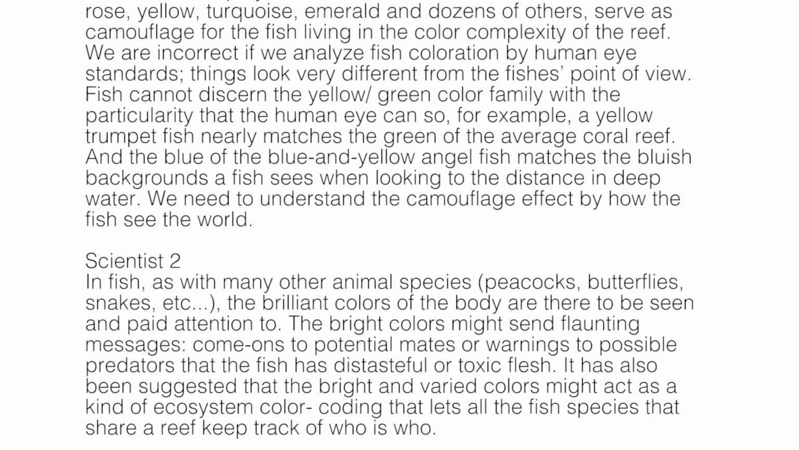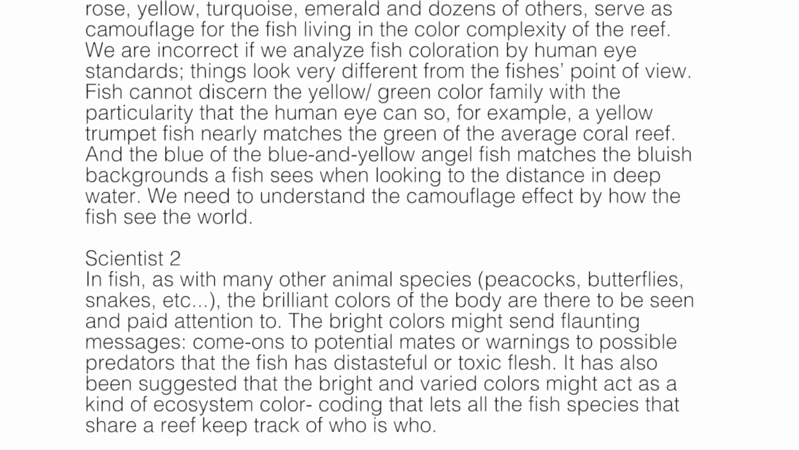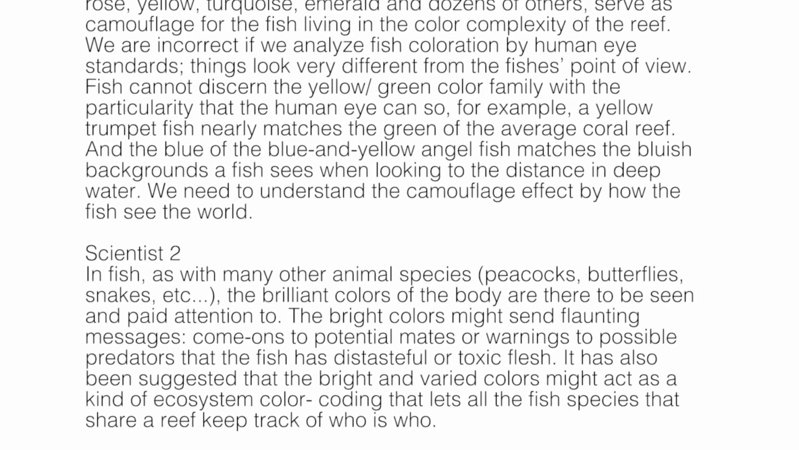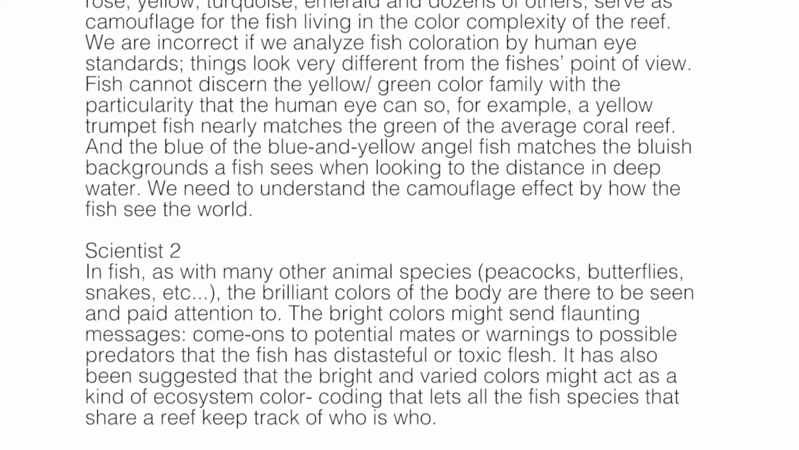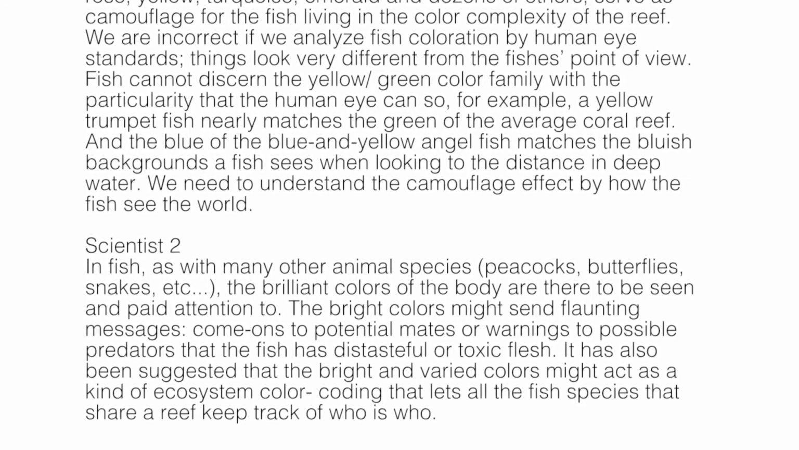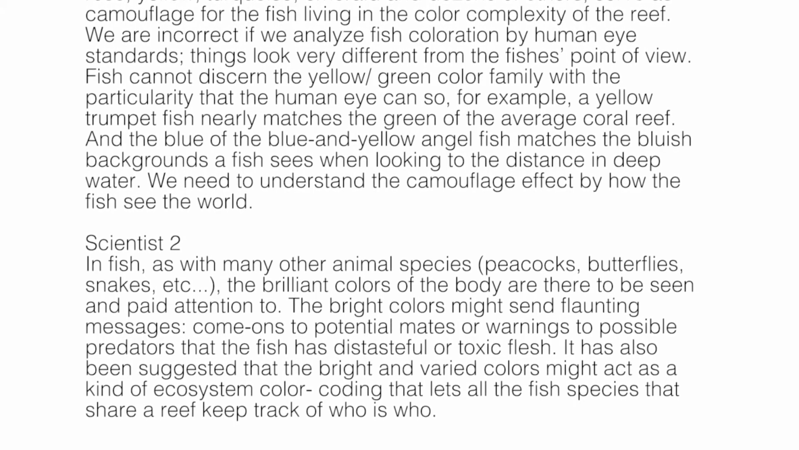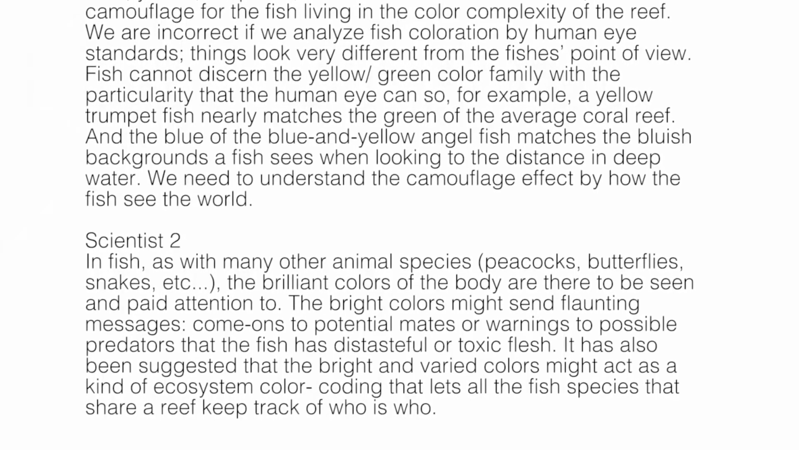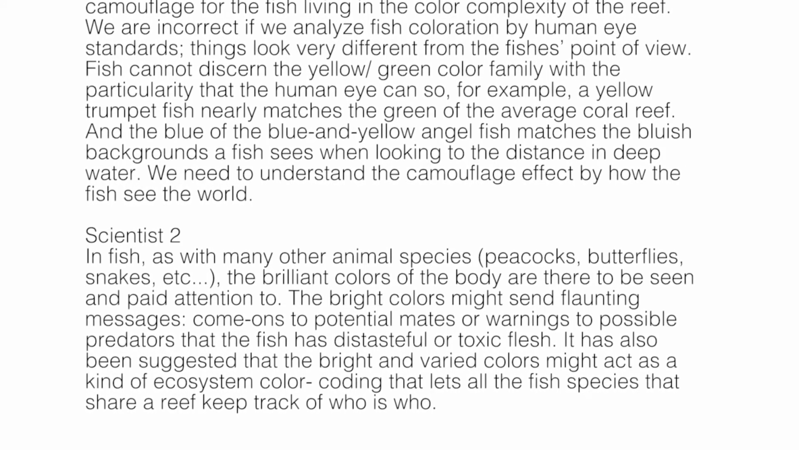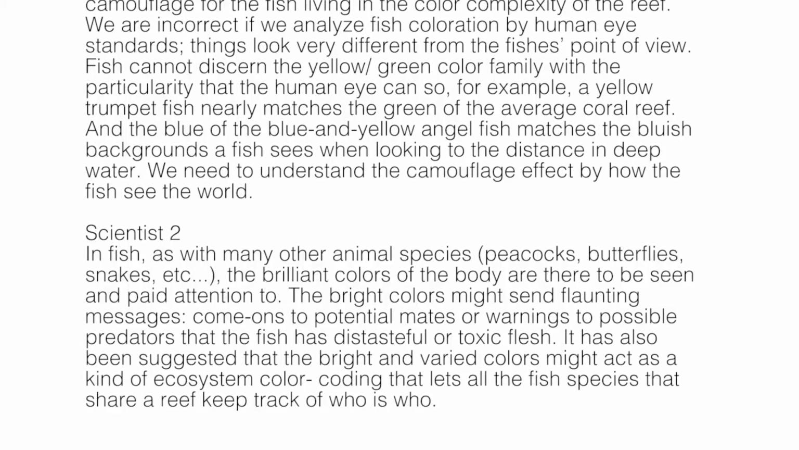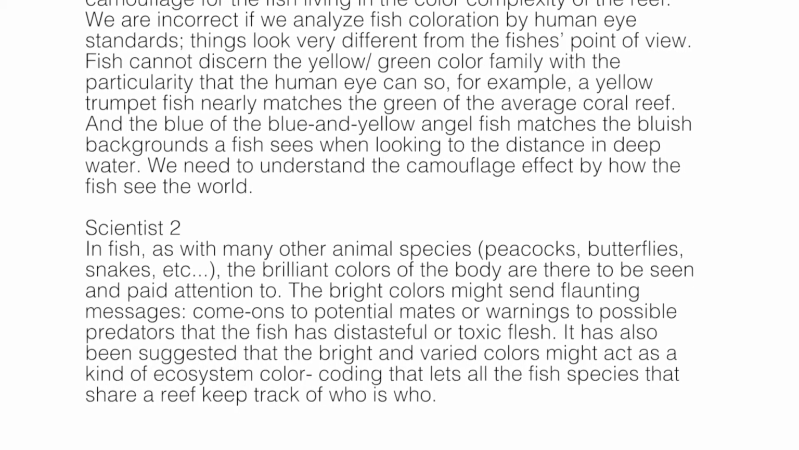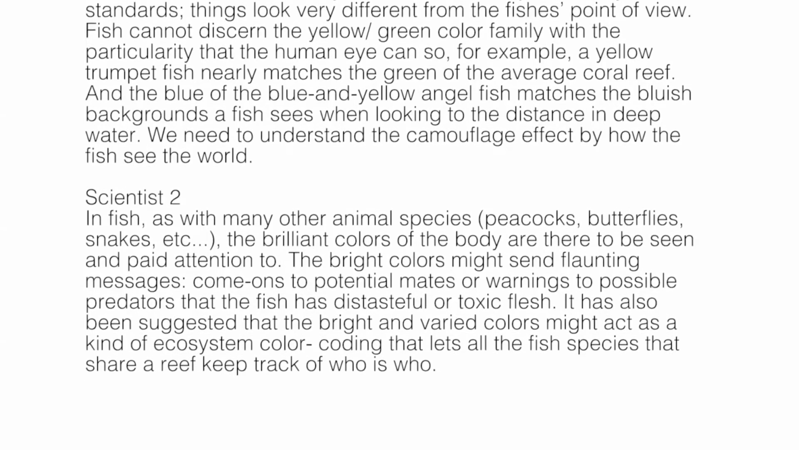Scientist number 2. In fish, as with many other animal species, such as peacocks, butterflies, snakes, etc., the brilliant colors of the body are there to be seen and paid attention to. The bright colors might send flaunting messages, come-ons to potential mates, or warnings to possible predators that the fish has distasteful or toxic flesh. It has also been suggested that the bright and varied colors might act as a kind of ecosystem color coding that lets all the fish species that share a reef keep track of who is who.